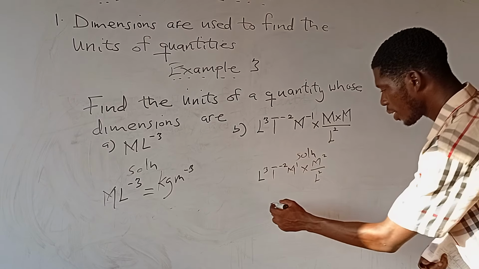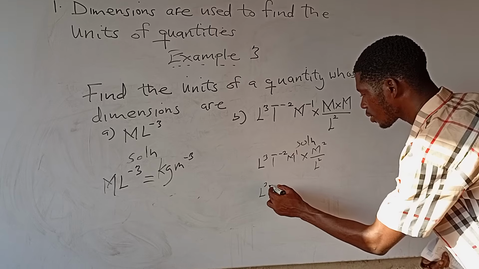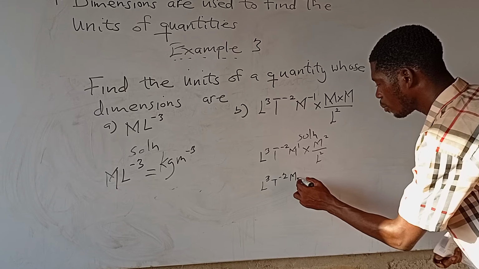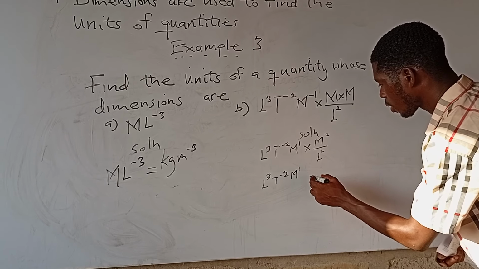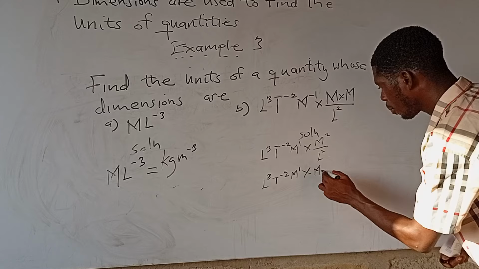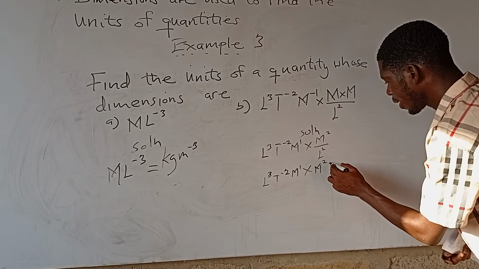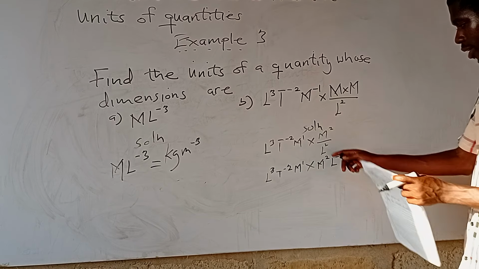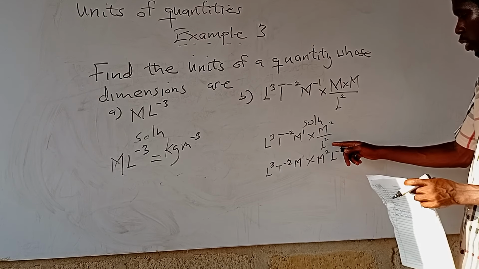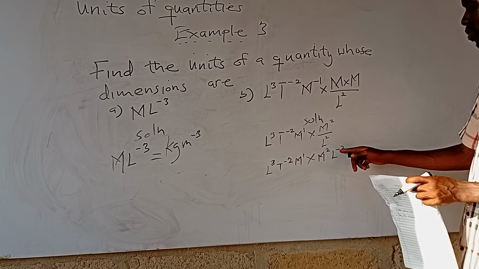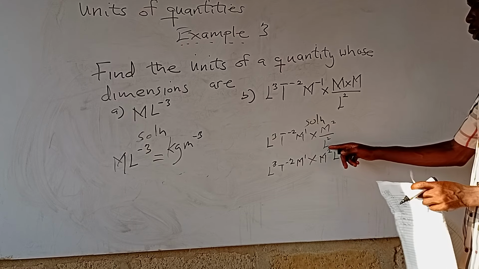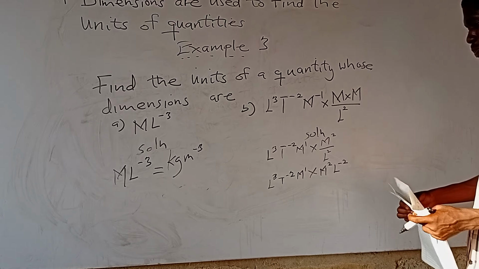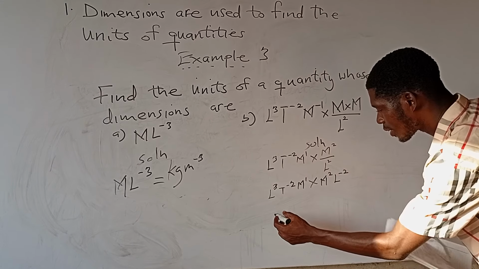Now, L to the power 3, T to the power negative 2, M to the power 1 times M^2 over L^2. Whilst the L to the power 2 is moving up, you introduce a negative because of the division sign here. Yes, that's algebra. Now let's group them.